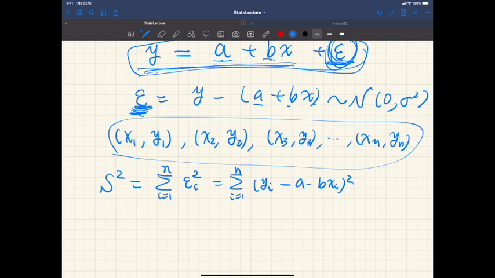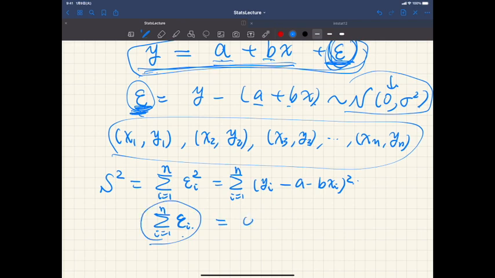Why do we have to square this? Well, think about this. You could have just done something like this: sum of errors instead of squared errors. What would happen? If we assume this error follows a normal distribution with zero mean, this summation will end up being 0. You should try to prove this. But that doesn't help us.